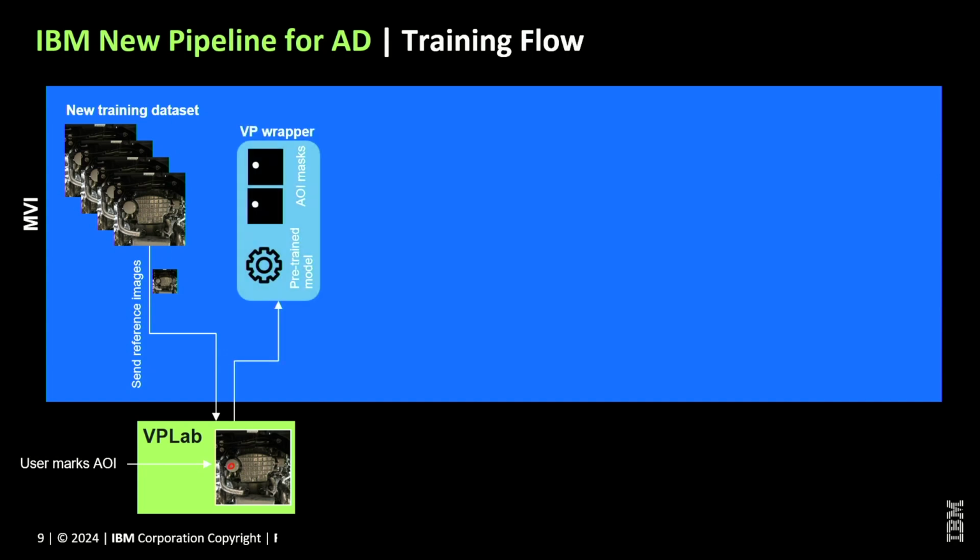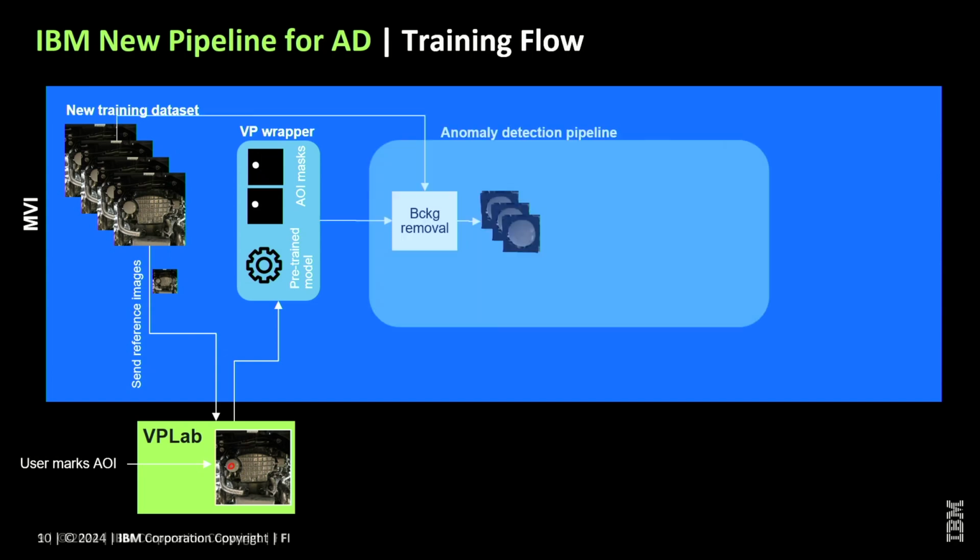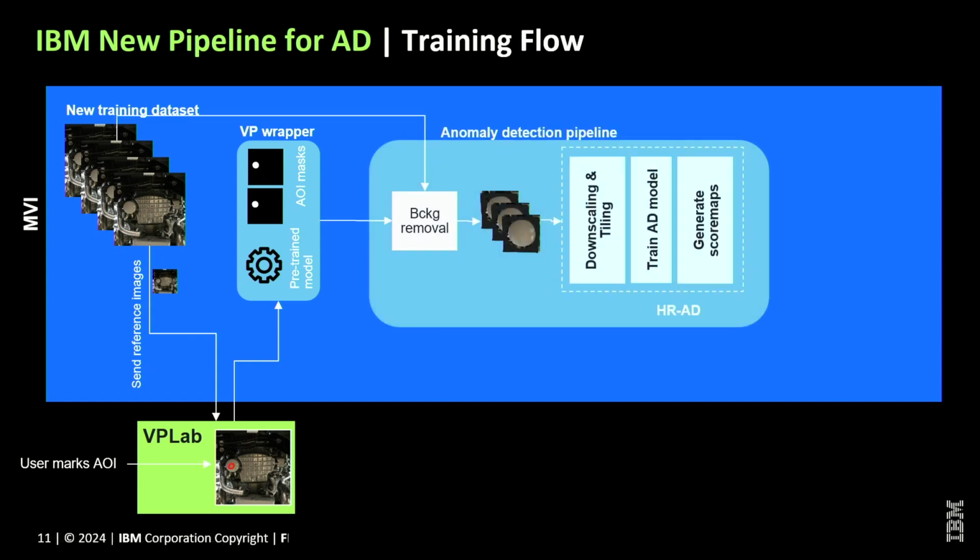And that wrapper is your model, and the visual prompting model is actually quite complex, right? And then the area of interest masks for those reference images, and we propagate that further through the entire data set. And this happens actually quite quickly. So it's not a huge effort for us to do. We use these masks to remove the background, and then we run the anomaly detection.